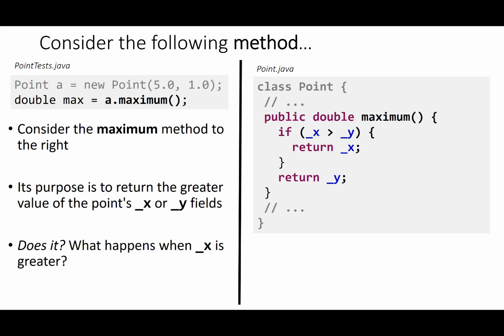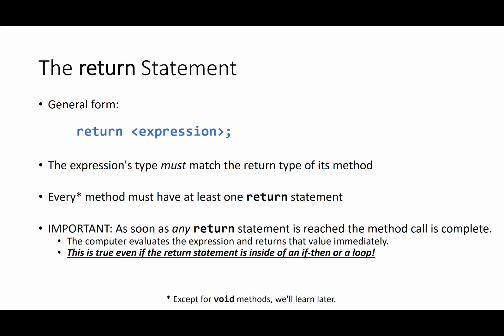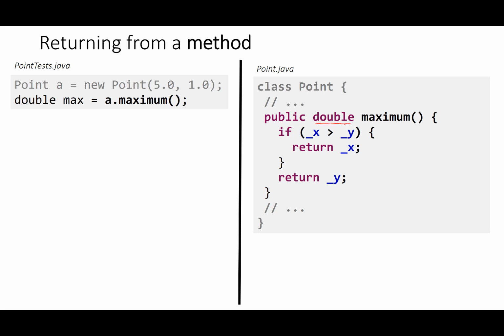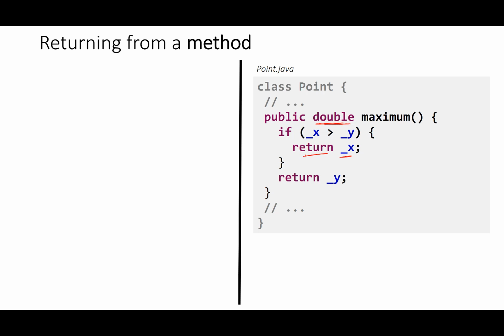In order to answer that question, we actually need to talk a little bit more about the return statement, because there's a very, very important detail. Actually, maybe it's so much of a detail that I wouldn't even call it a detail, but it's a rule that applies to the return statement. So the general form of a return statement is this. It's the return keyword followed by an expression. And that expression has to match the type of the method it's declared in. So for example, here we're saying the return type of this method maximum is a double, and here we're saying return X, and X is a double field, so that's okay.